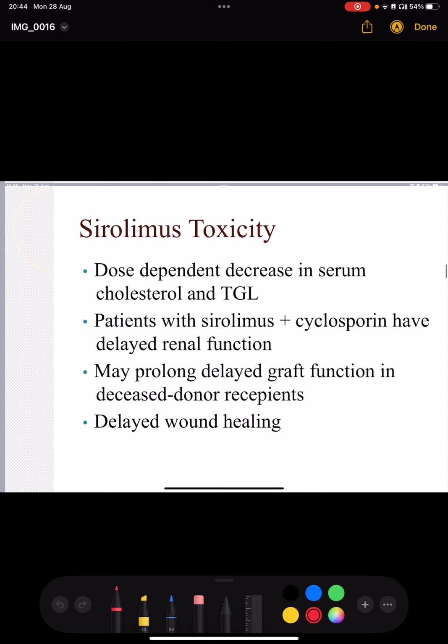This toxicity is dose dependent. Decrease in serum cholesterol and triglycerides resulting from sirolimus. Patients with sirolimus plus cyclosporin have delayed immune function, prolonged delayed graft function. Delayed graft function is one of the toxicities from sirolimus in deceased donor recipients.